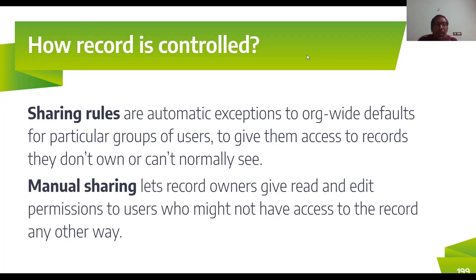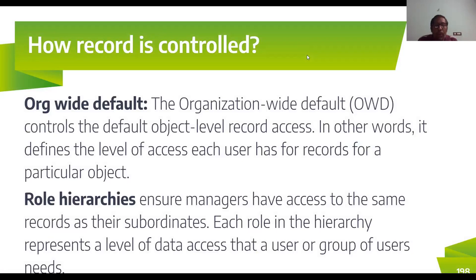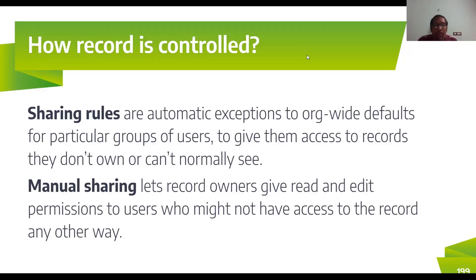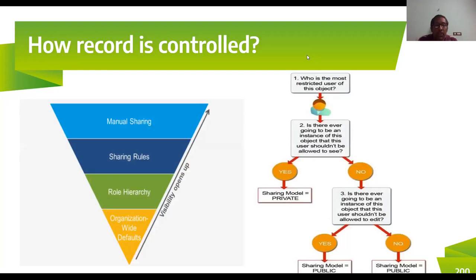So these are the record controls that we have: organization-wide default, role hierarchy, sharing rules, and manual sharing. This is the diagrammatic representation of record level, how the record access is controlled. Now see here, it goes like this, right? First you create organization-wide default, then the role hierarchy will be created.